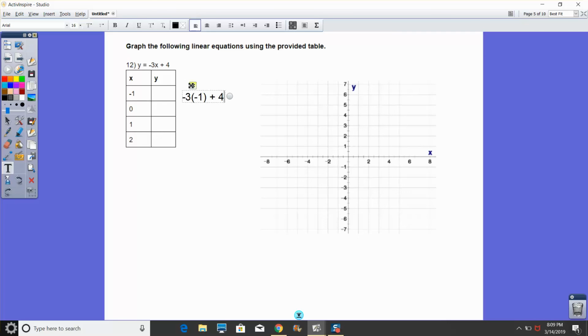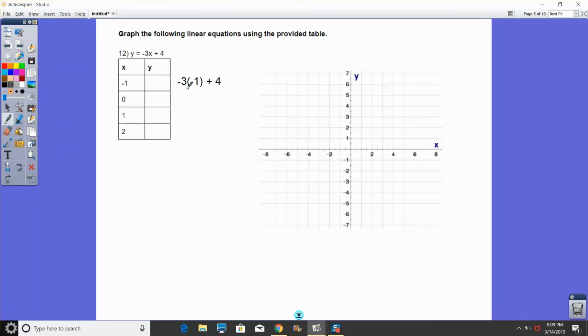So if we do that, this is just for this one right here, this is going to be positive 3, right? Because a negative times a negative is a positive, so that's going to be positive 3, and then that would be 3 plus 4, which is 7. So our table of values here would be 7. If I keep going, let's just knock out the rest of these table of values.